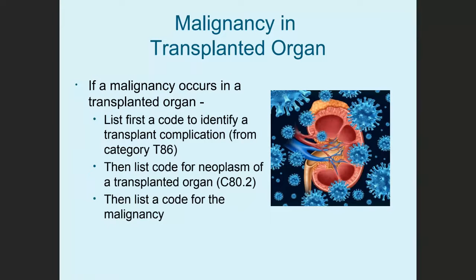So it's a very sad occurrence that sometimes cancer is diagnosed in a transplanted organ. So very specific guidelines on how to do this. So patient got a transplanted organ and then they diagnose malignancy in that organ. So first you do a code for transplant complication, and that's from category T86. Then a code for neoplasm of transplanted organ, and a code for the malignancy, which will give you the specific site of the neoplasm. So 3 codes.